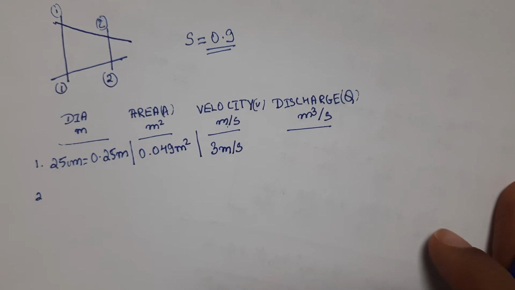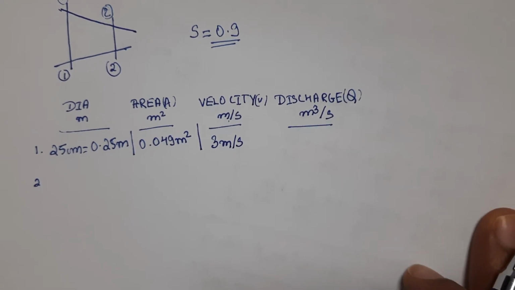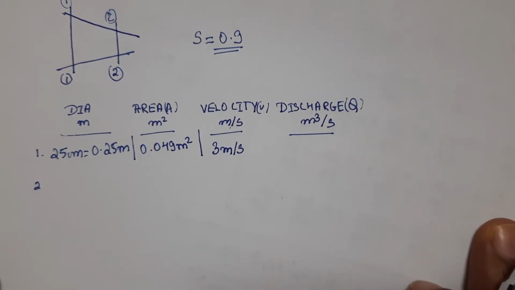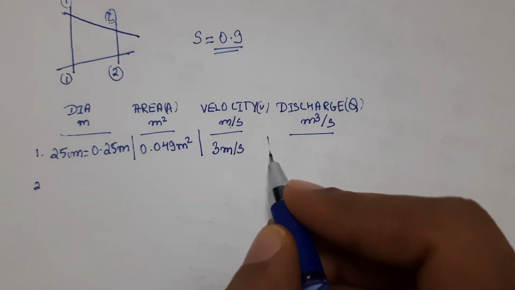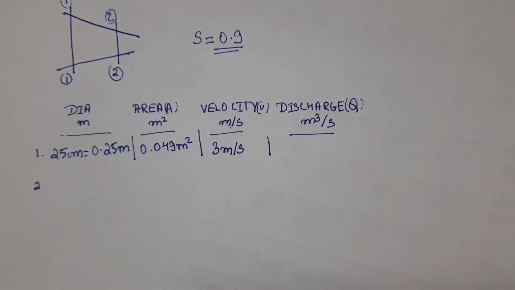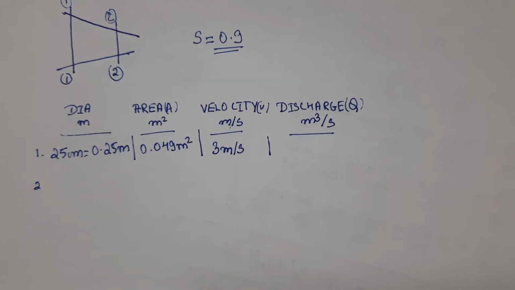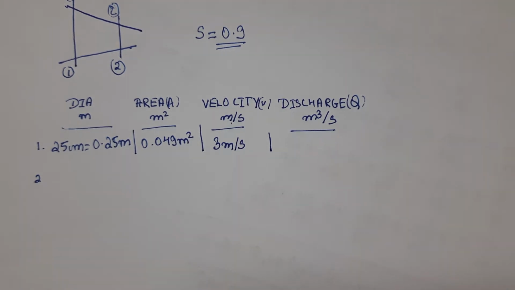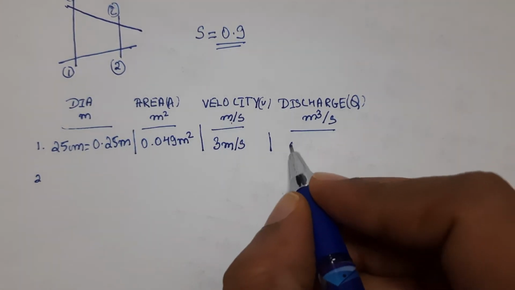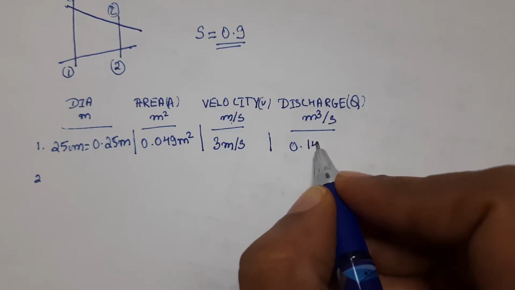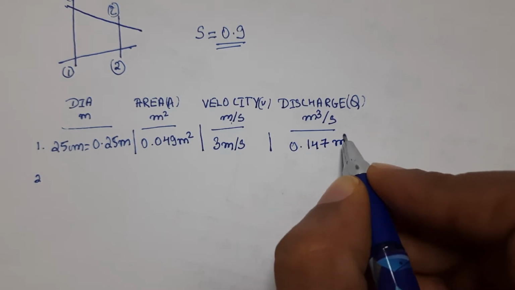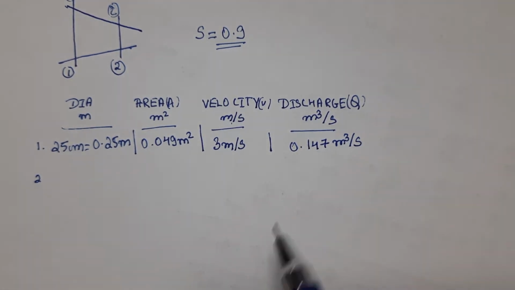Now the discharge is what we have to calculate. Discharge will be nothing but area into velocity. So it is 0.147 meter cube per second. This is the discharge from section 1.